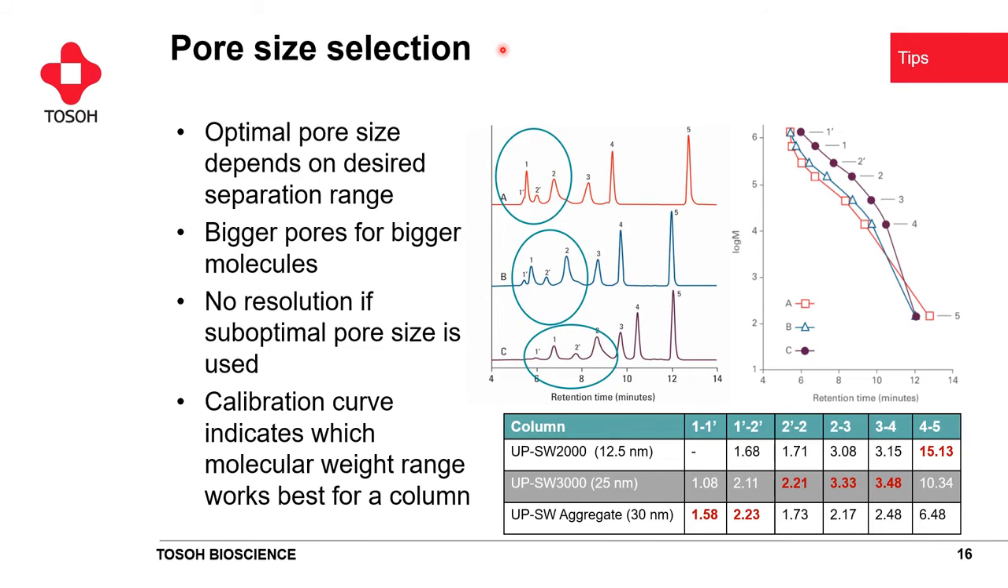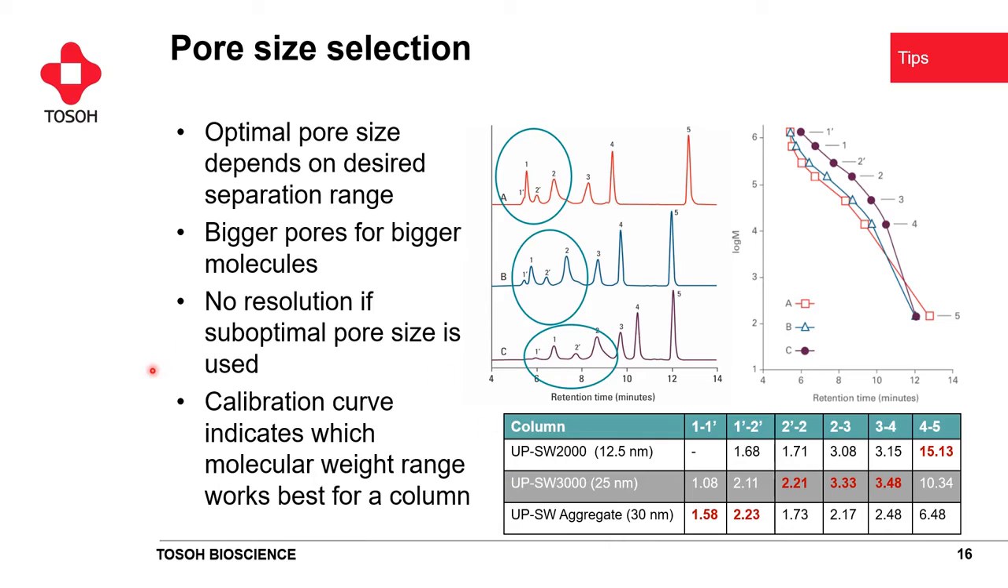I would still stick to the column itself and talk a little bit about the pore size and how to select the optimal pore size. The pore size that you need to take is very much dependent on the molecular weight of the protein that you actually want to analyze. Meaning the bigger the protein, the bigger the pore size needs to be, or if you have smaller molecules, you can go for a small pore size. If we don't take the right pore size for the molecular weight range we want to cover, we may come across less resolution and lower separation performance.